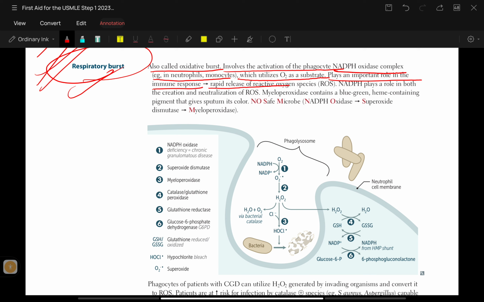There is a rapid release of reactive oxygen species, that is ROS. NADPH plays a role in both the creation and neutralization of ROS. Myeloperoxidase contains a blue-green, heme-containing pigment that gives sputum its color. To kill microbes, the enzymes involved are NADPH oxidase, superoxide dismutase and myeloperoxidase.